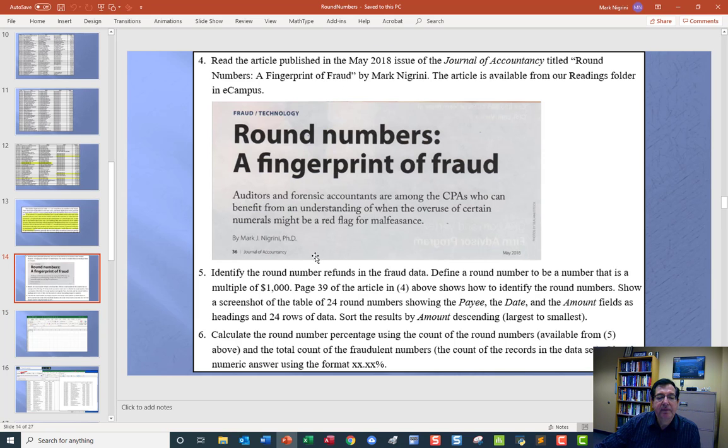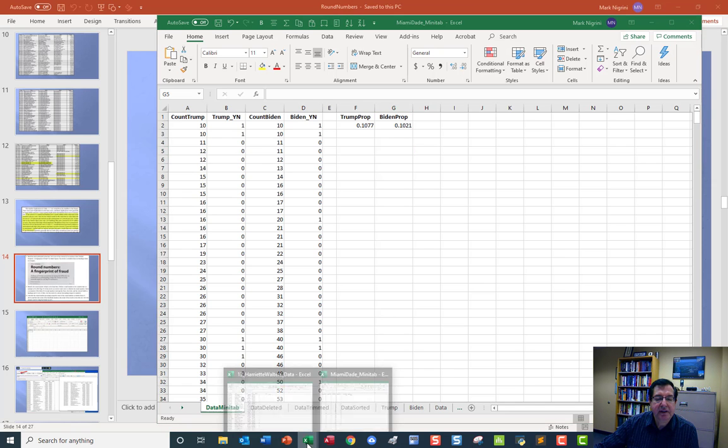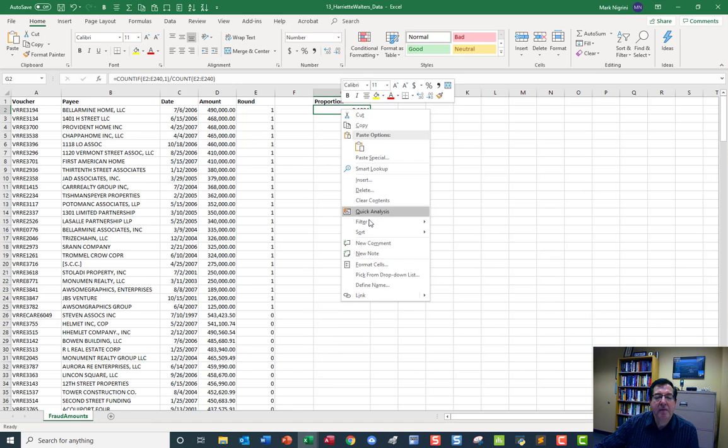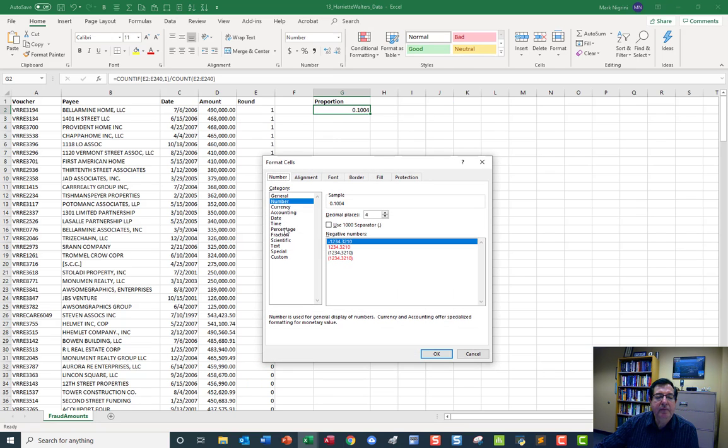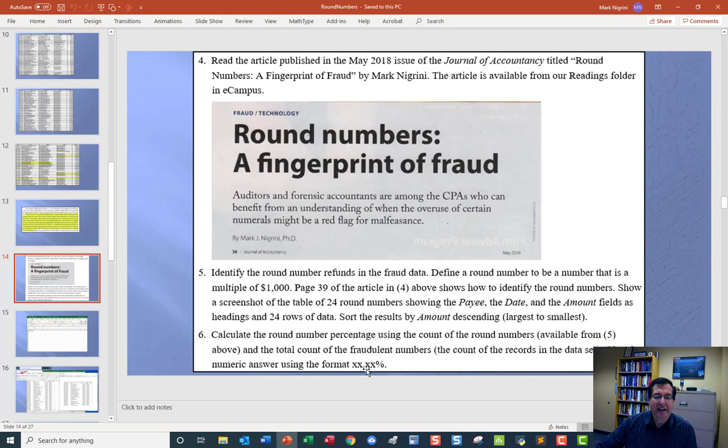It was: read the article, identify the round numbers, show a screenshot of the 24 round numbers showing these fields and 24 rows of data. Sort the results by amount descending, largest to smallest. We did all that. Calculate the round number percentage. It needs to be formatted as a percentage, and we're doing Harriet Walters here. Format cells, percentage, 2. Okay. And now I have correctly answered here, 10.04%.